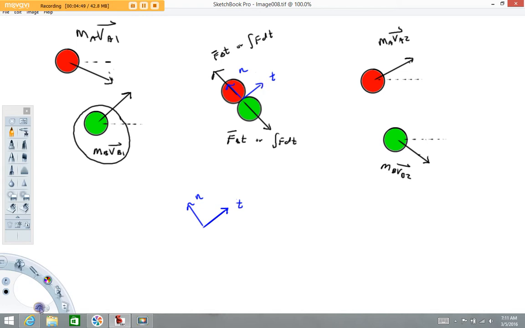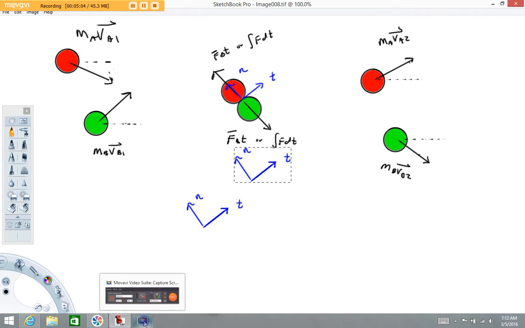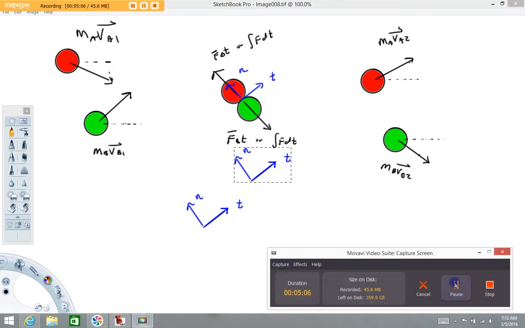So, let me back up here, and what I'm going to do is take this coordinate system and copy it. If you'll pardon me for a minute here, I'm going to pause this and be right back. Okay, I'm back. I had to sneeze and I didn't want that on the video.